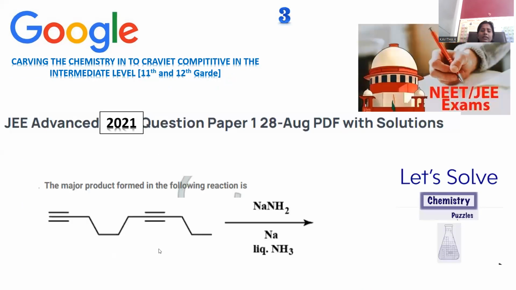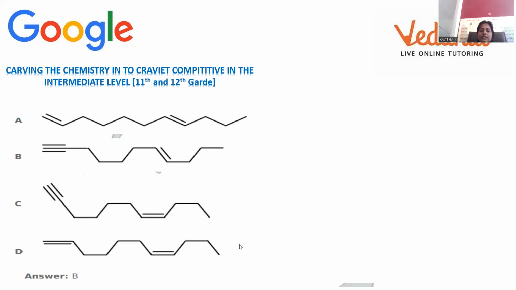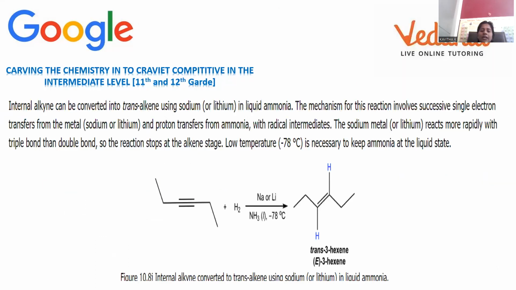Here, the compulsory condition for sodium in liquid ammonia: whenever a triple bond is reduced, whatever double bond is generated must be trans rather than cis. That is proved over here. If you see this, this is collected from the Solomons text. Internal alkyne, if taken, internal means this triple bond is not on the terminal last carbon. Instead, it is in the central carbon.